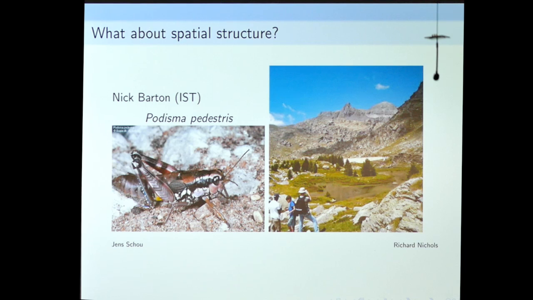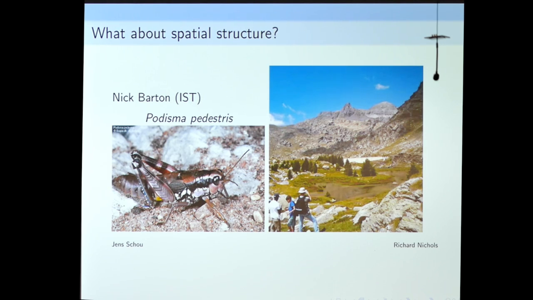And I started working on this stuff about 20 years ago when Nick Barton, who is a very distinguished evolutionary geneticist now at IST in Austria, came to see me. And Nick said, well, look, I'm studying these grasshoppers. Here they are. And they live in the Maritime Alps. As you'll see later, he always chooses nice mountain ranges for his field trips. And they really are in a spatial continuum. And I want to know how this spatial structure is affecting the genetics of Podisma pedestris.